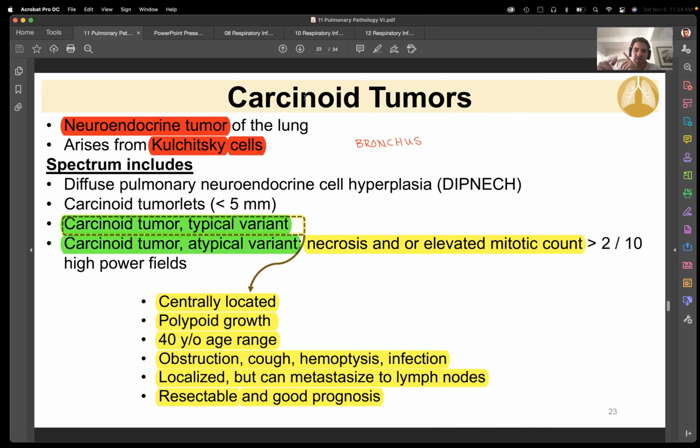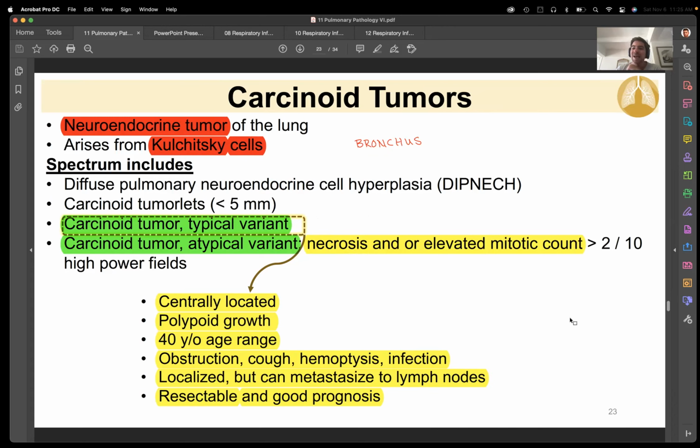5-HIAA in the urine. It's too much calcitonin, okay? That would make sense. Sorry, I said calcitonin. Too much serotonin, right? If you get 5-HIAA in the urine, that's the byproduct. Neuroendocrine, that makes sense because it's serotonin. Kulchitsky cells, I would know that as well.